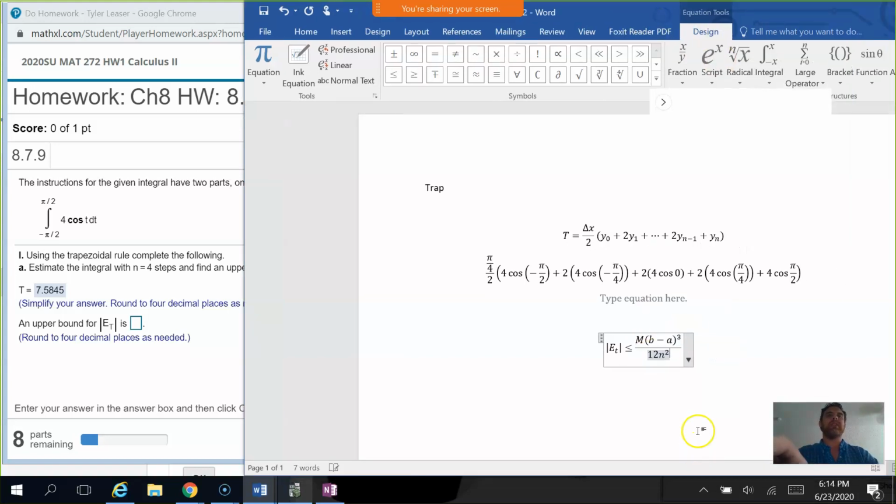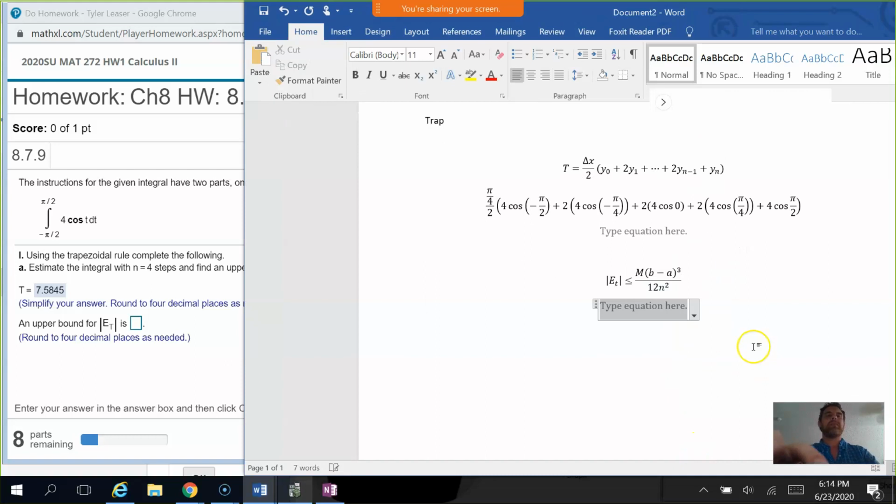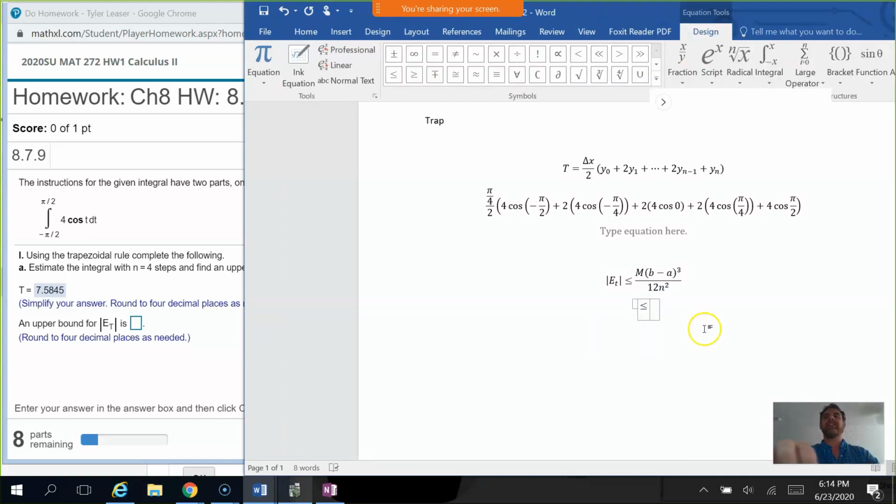So that's off of memory. I might be wrong on that. So for us, it's going to be less than or equal to. Okay, the M is the upper bound of the second derivative between negative pi over 2 and positive pi over 2. The second derivative of 4 cosine t would just be negative 4 cosine t. So we want to think about the graph of negative 4 cosine t between negative pi over 2 and positive pi over 2. But it's not just that it's the negative value, it's like the absolute value of that.